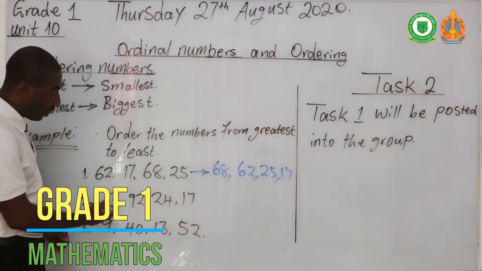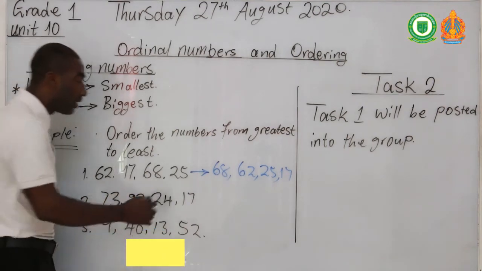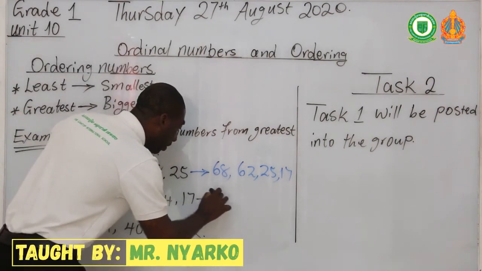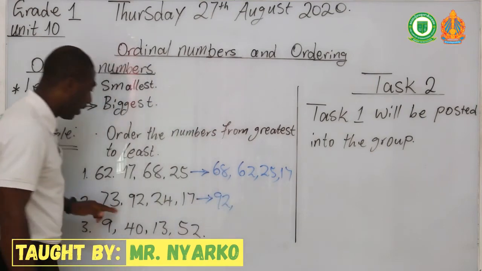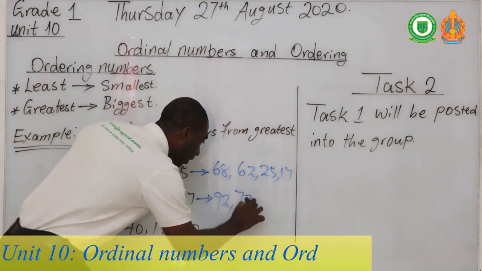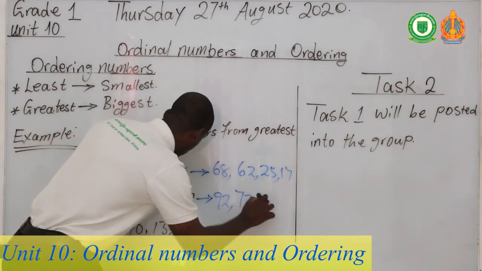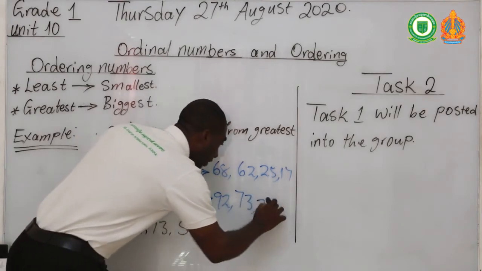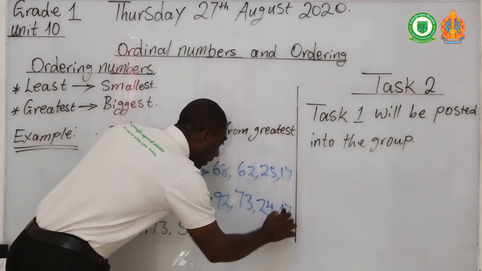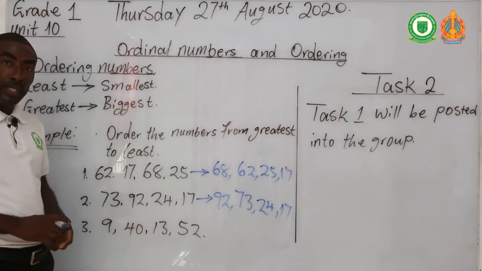The second one, we look through and see 92 is the greatest among the numbers here. So we put our arrow, we write 92. The next one will be 73. The next one becomes 24, and also the last one we have is 17.